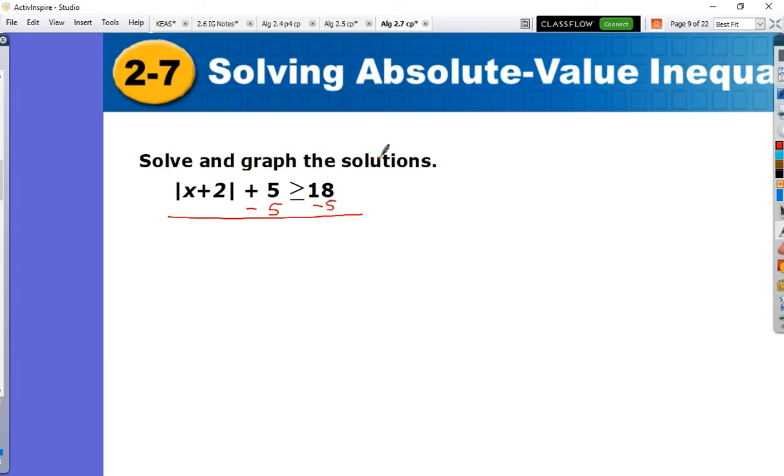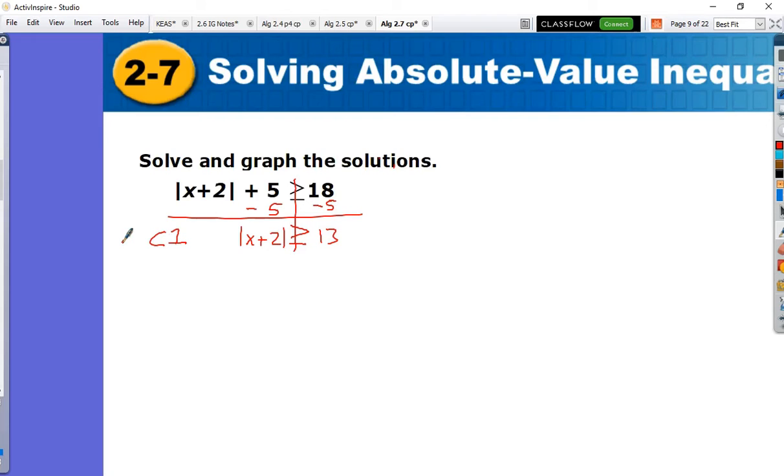So then that's going to give me the absolute value of x plus 2 on this side. Keep the symbol the exact same. And then we're going to have 13 on the other side, so that would come out to 13 on that side. Now we're down to just the absolute value part. So we're going to set up our case 1 and our case 2. Here we already got our case 1 going on.